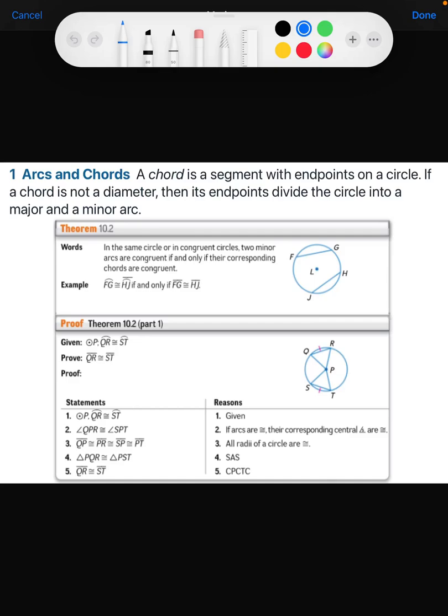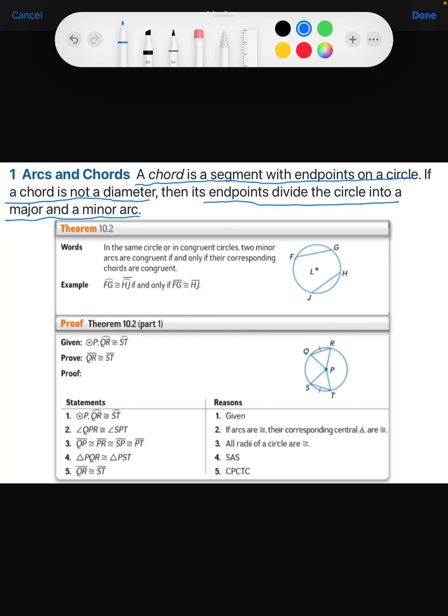In this video, we will discuss the relationship between arcs and chords. A chord is a segment with endpoints on a circle. If a chord is not the diameter, so if it doesn't go through the center, then we can say its endpoints divide the circle into a major arc and a minor arc. Remember from last time, the major arc is the big one, and the minor arc is the small one.